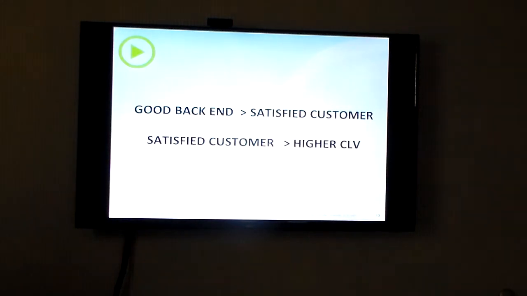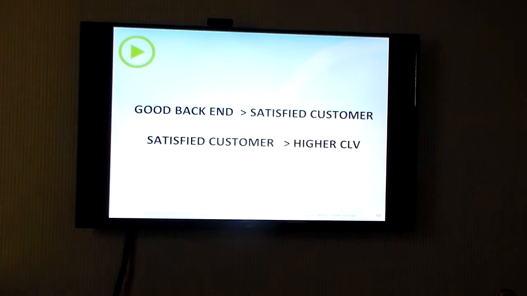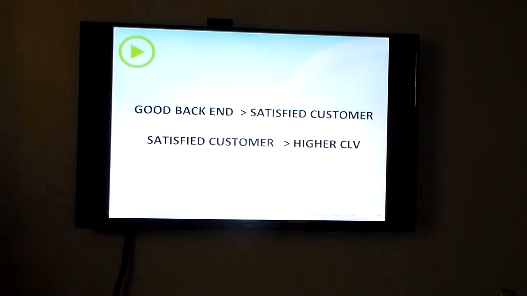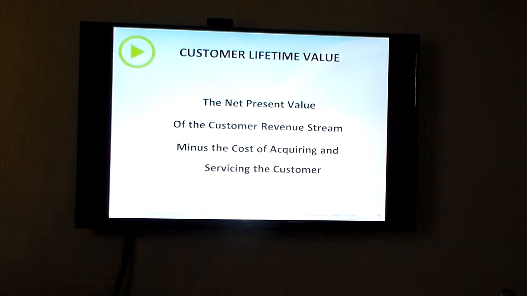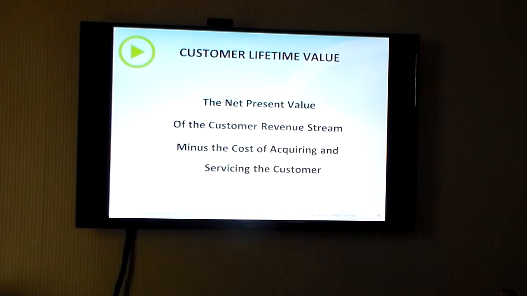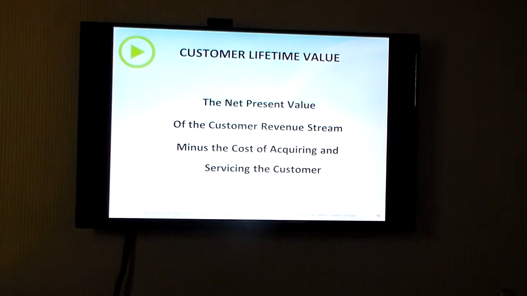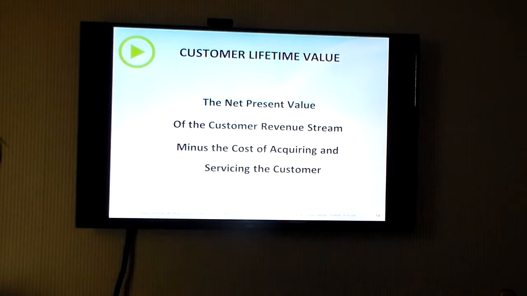So if there's a good back end, you have a satisfied customer, meaning you fixed their problems or you've avoided problems. If they're satisfied, they're likely to come back. Once again, a lot of this stuff is a bunch of no-brainers. So the customer lifetime value, this is a big concept that they discuss in the book. This is available on page 90.